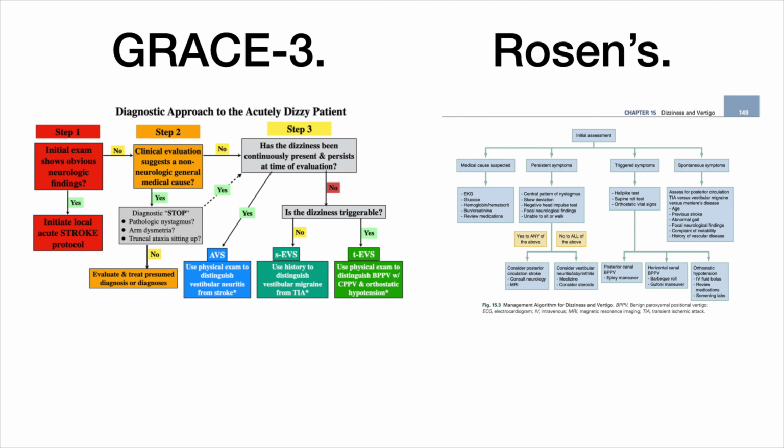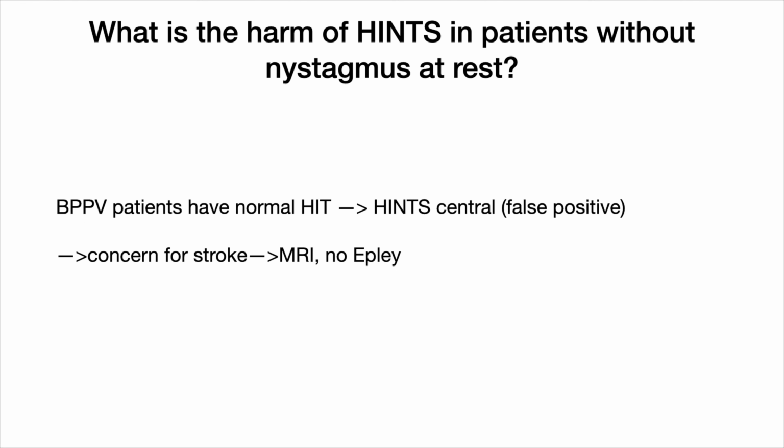So going back to what I think are flawed algorithms, what's going to happen when vertigo novices follow the Grace 3 or Rosen algorithm? They're going to ask their patients without nystagmus, are you still dizzy? And when some BPPV patients or vestibular migraine patients say, yes, I still am kind of dizzy, they'll do the HINTS exam on these patients, see a normal head impulse test, which is what you see in BPPV patients as well as vestibular migraine patients, which leads to a falsely positive HINTS central result, and off the patient goes for a useless MRI.